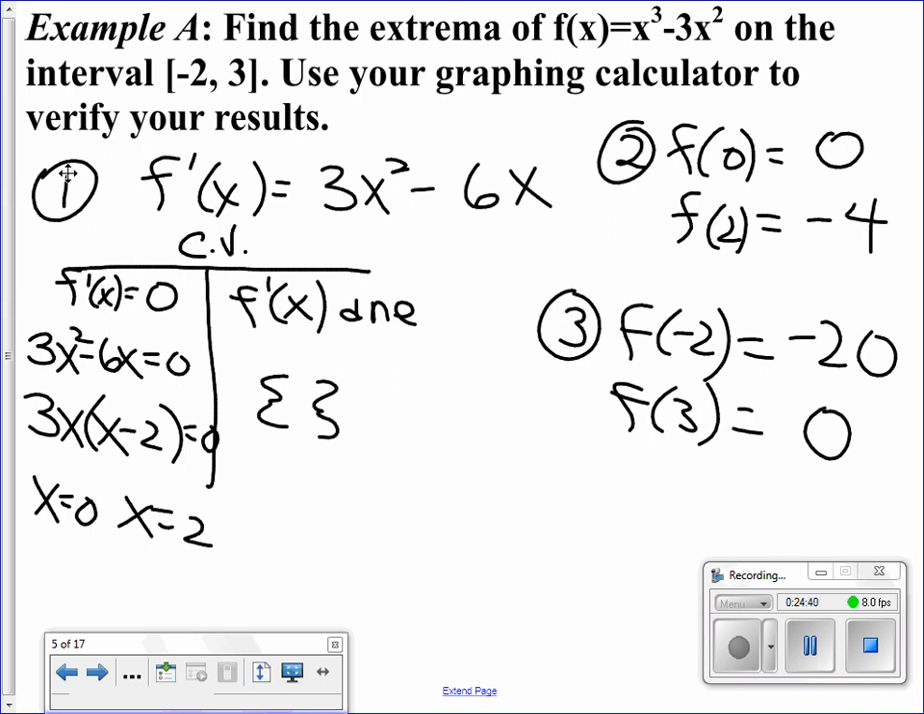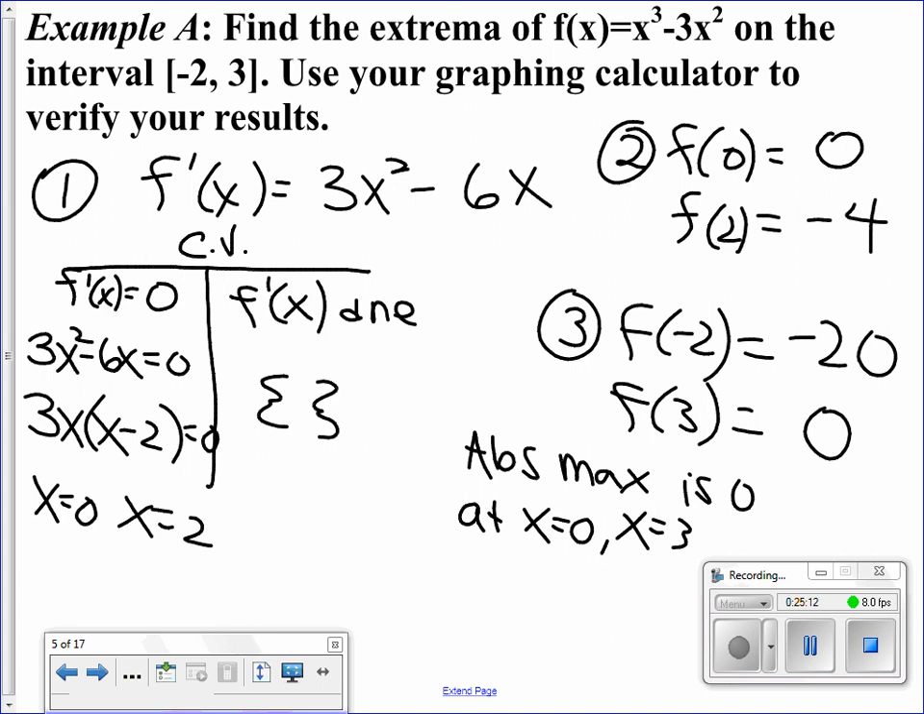Are we going to compare? We got 0, -4, -20, and 0. Of these, which is the absolute maximum value? Okay, well, it occurs at two different places, but what is the absolute max? Yeah, the absolute max is 0, but it occurs at two different places, right? It occurs at x equals 0 and x equals 3. So the absolute max is 0. That's the absolute greatest y value this graph attains.